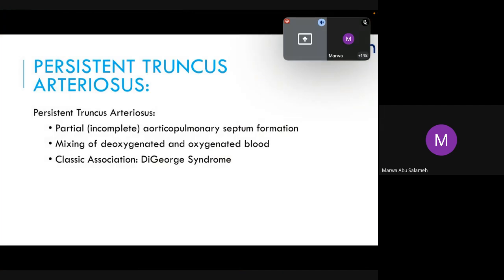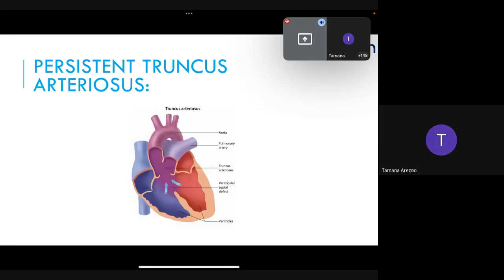As we discussed, DiGeorge syndrome is also related with transposition or persistent truncus arteriosus. Here you can see the picture: a single vessel arising from both of your ventricles due to failure of the septum to form. And we know how the septum develops, from your endocardial cushions, which are basically your neural crest cells. You can see the picture here and everything is going to be clear.